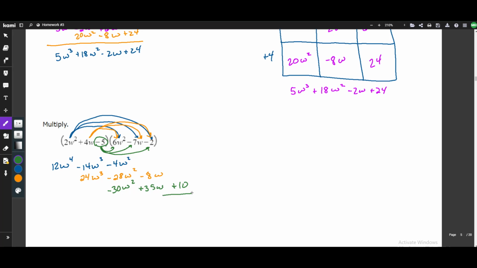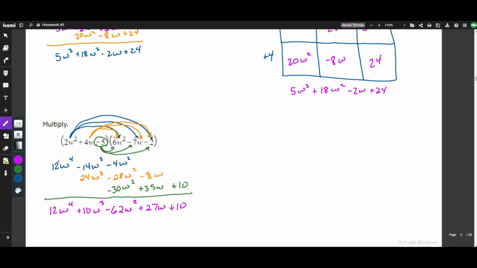And then once I have this, I have my like terms all already identified and put together in a column. So my final answer for this one is going to be 12w to the 4th plus 10w cubed minus, this is 32 plus another 30 is 62w squared plus 27w plus 10. There's a lot of stuff there.